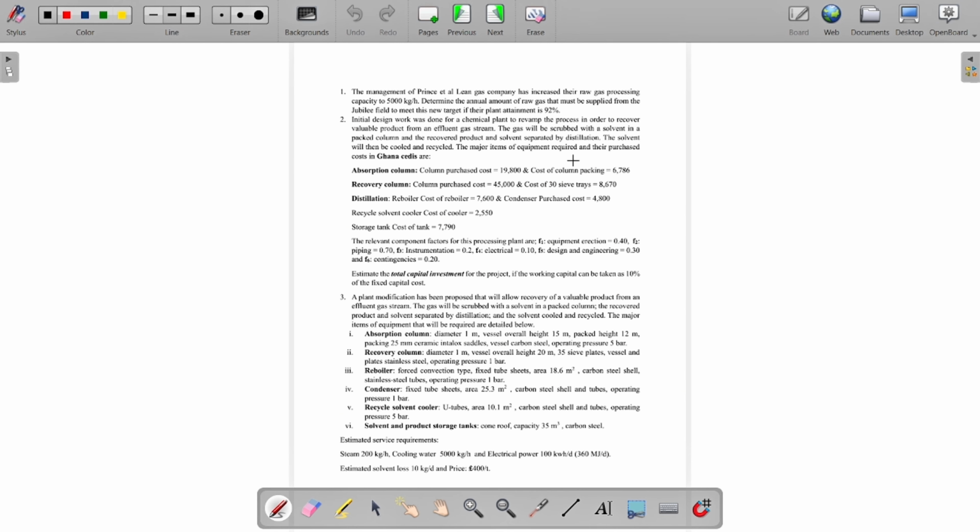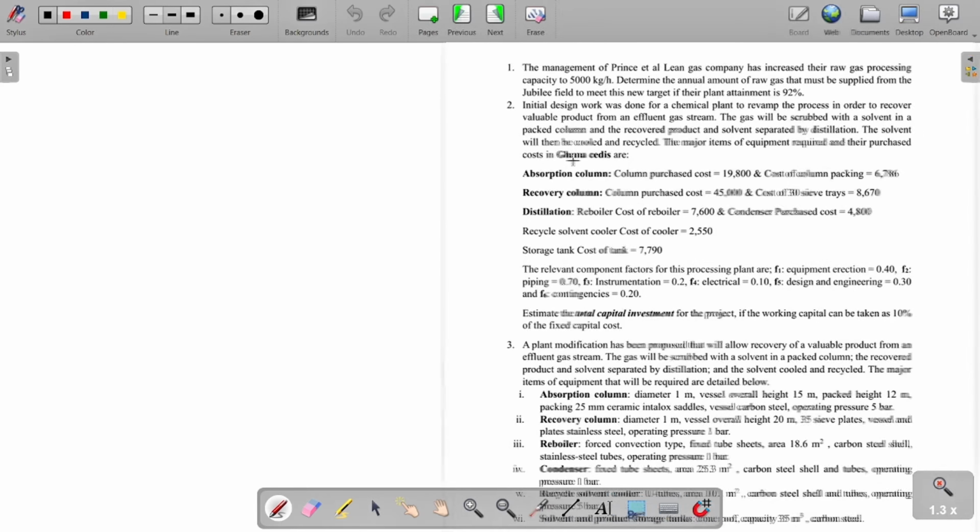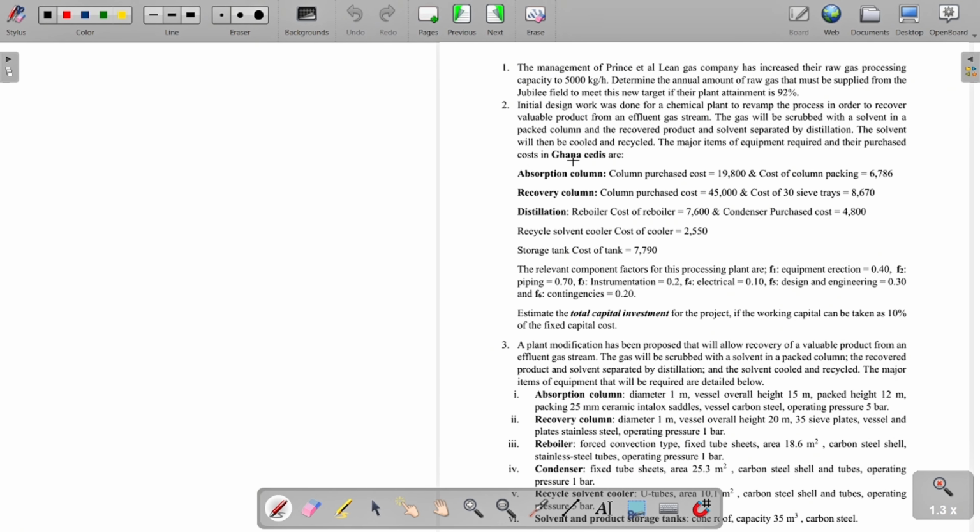The next question over here is the second question that we have. They want us to calculate the total capital investment. So what we know over here is that the total capital investment, the TCI, comprises of the FCI and the working capital, which is the fixed capital investment and the working capital.